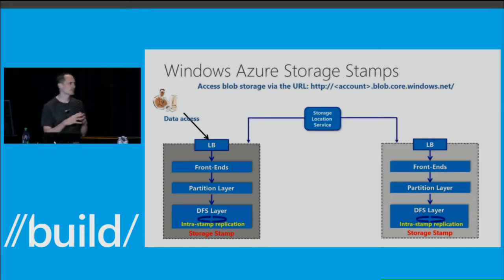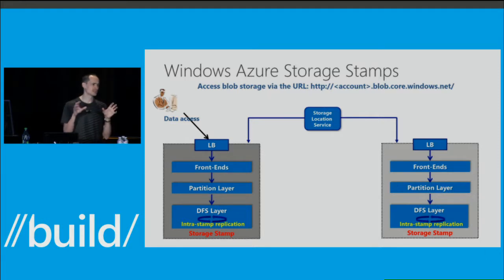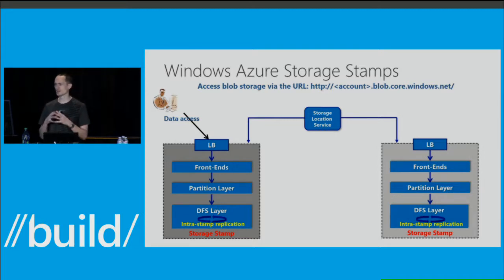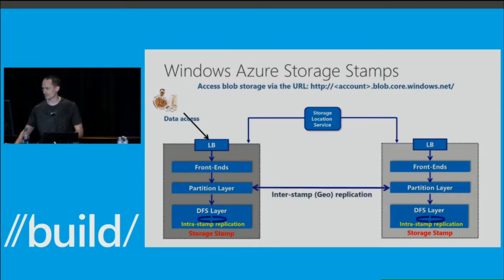And then we have what's called a location service, which manages the storage accounts across these stamps. It does things like account balancing, account allocation. It also sets up things like georeplication and handles georeplication across these stamps.